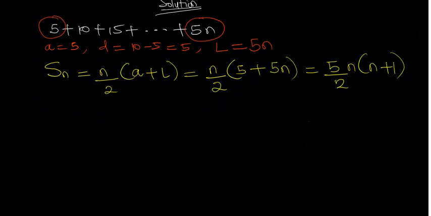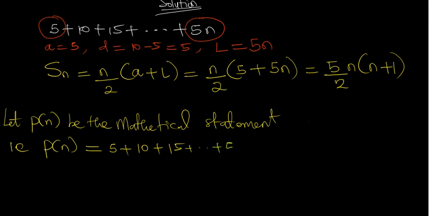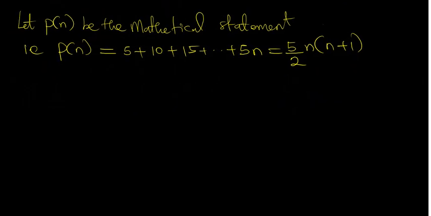Let Pn be the mathematical statement, that is, 5 plus 10 plus 15 and so on to 5n is equal to Sn, where Sn is 5 over 2 times n times n plus 1. Then we begin the proof.